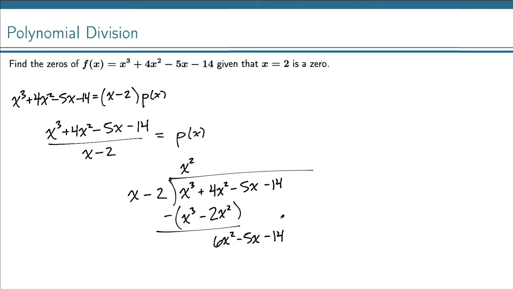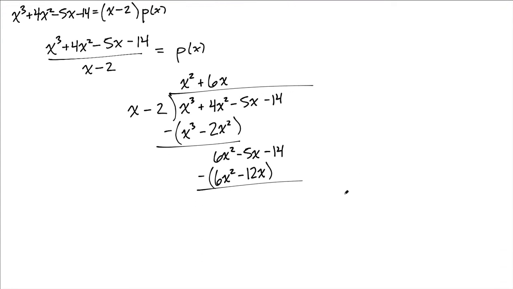Now we do the same process. We take this first term, 6x squared, and divide it by the first term here. So 6x squared divided by x is 6x, and we put that here, plus 6x. And we multiply the 6x by the x minus 2. So we have 6x squared minus 12x. And then we subtract that. So the 6x squared cancels. We have negative 5x minus a negative, so plus 12x, and that's 7x. And then the minus 14 we carry down.